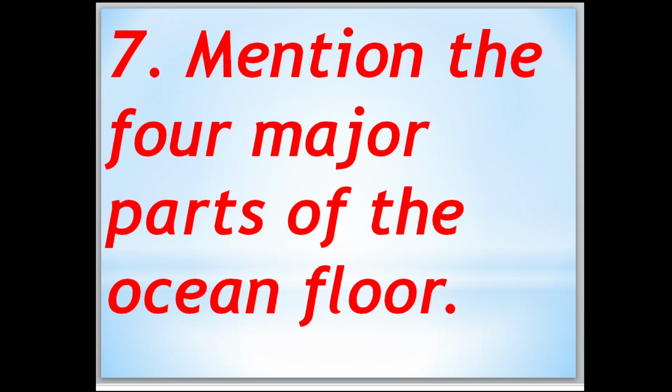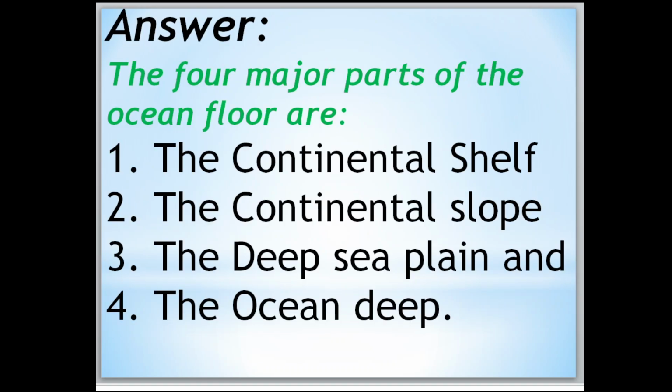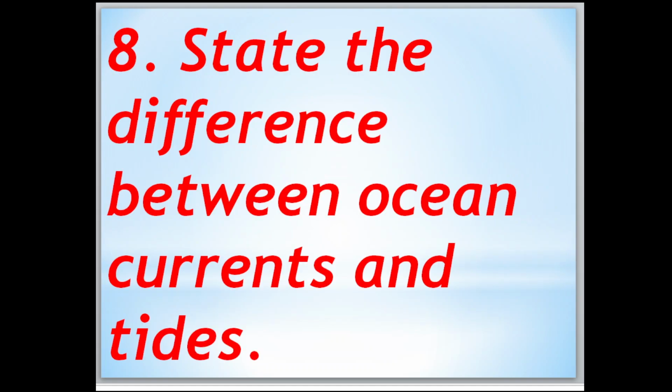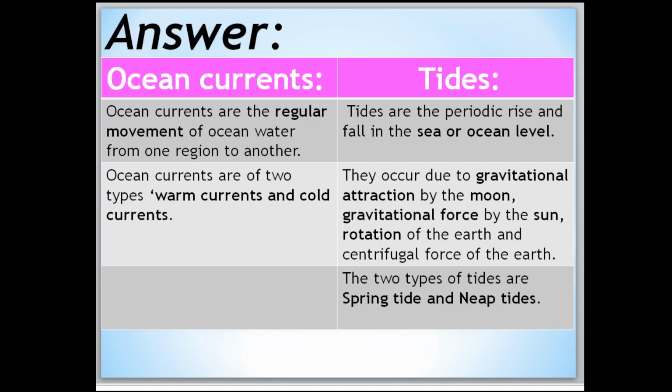Mention the 4 major parts of the ocean floor. The 4 major parts of the ocean floor are the continental shelf, the continental slope, the deep sea plain, and the ocean deep. State the difference between ocean currents and the tides. Ocean currents are the regular movement of ocean water from one region to another. At the same time, tides are the periodic rise and fall in the sea or ocean level. Ocean currents are of 2 types, warm currents and cold currents.